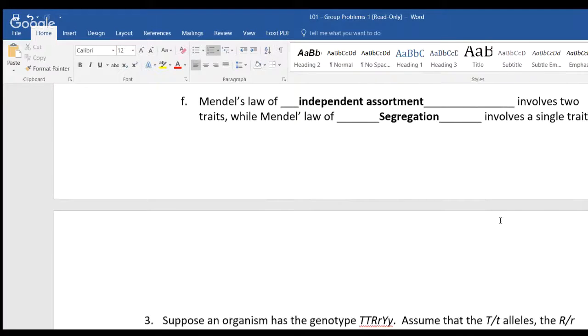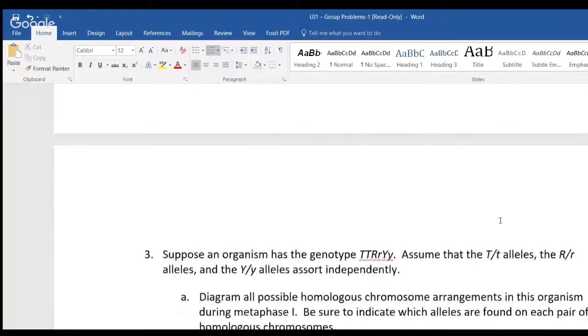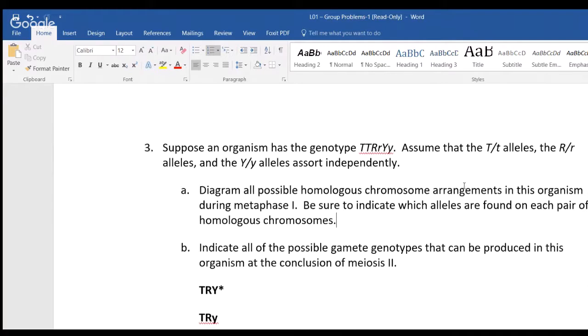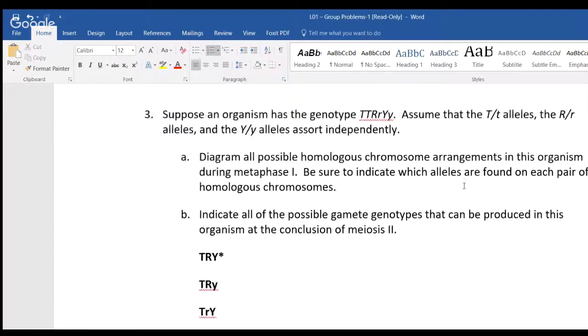For part 3, this one is probably the most tricky question for this lesson. So for part A, instead of putting it here in the document, which I would have found kind of difficult, I made a diagram on paper, which I'll show you in just a second, after we look at what we want to find. So it says to diagram all possible homologous chromosome arrangements during metaphase 1 and indicate which alleles are found on each pair of homologous chromosomes.